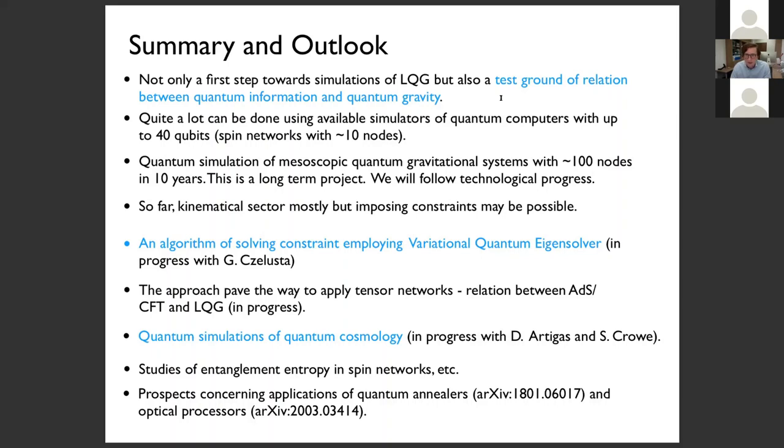So I would say this is a good testing ground for the relation between quantum information and quantum gravity, okay? Even if the simulations themselves are not giving us much yet, this is a tool to really better understand the relation between gravity and quantum information. And concerning the forecast for the near future, we can do pretty much with emulators. 40 qubits is something that is possible to simulate on classical supercomputers. So we can simulate 10-node spin networks, this is something, okay?